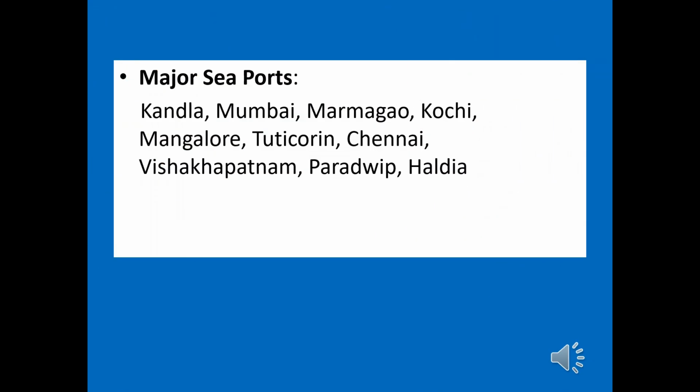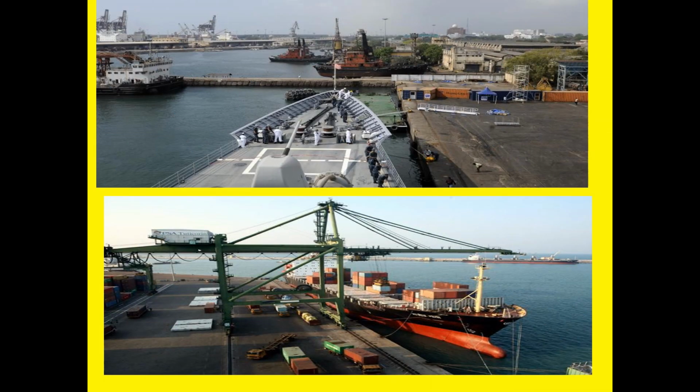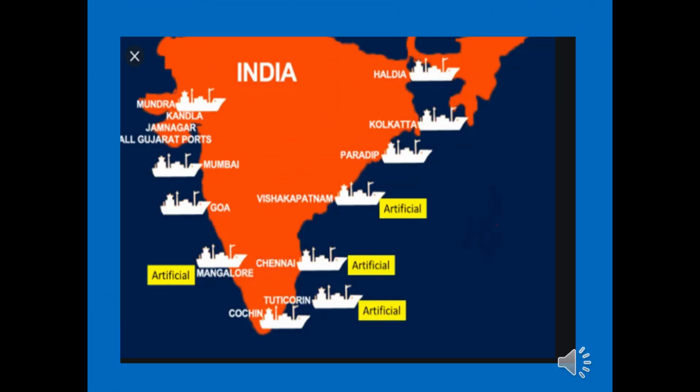Now we come to the most important topic, major seaports of India, that is Kandla, Mumbai, Marmagao, Kochi, Mangalore, Tuticorin, Chennai, Paradip, Visakhapatnam and Haldia. You can see the location of seaports on the map of India.